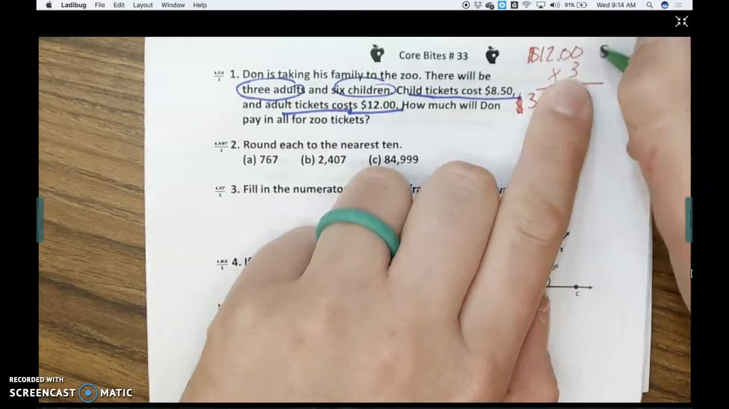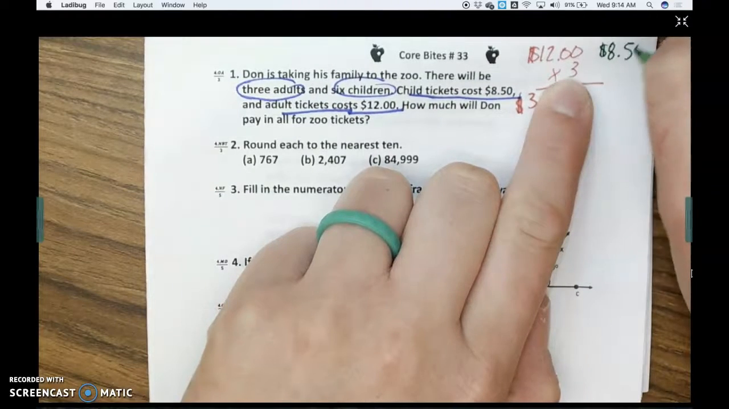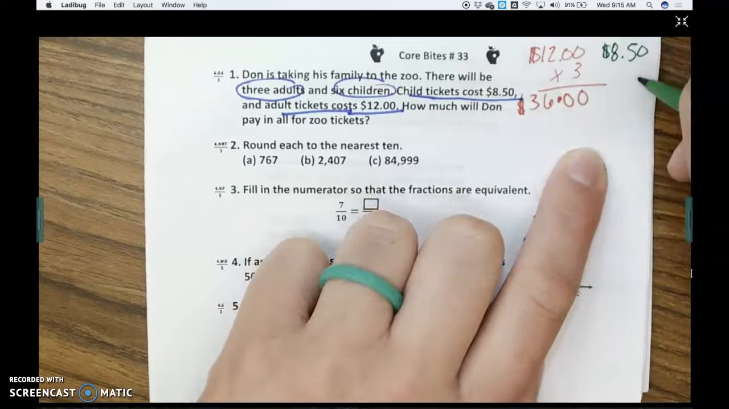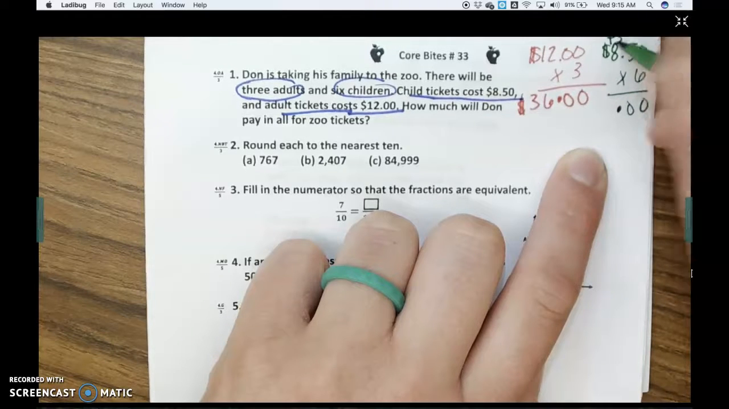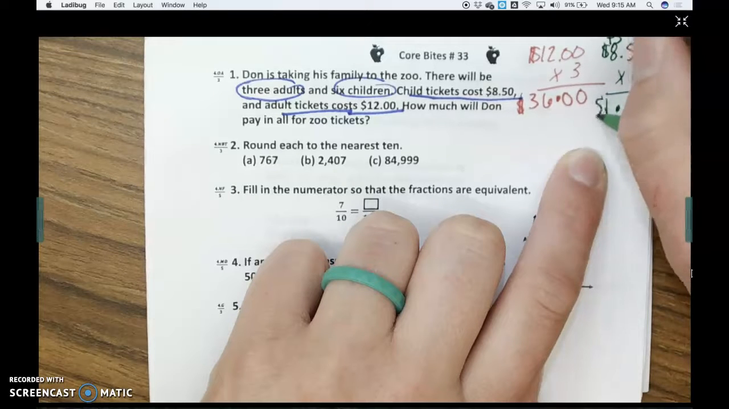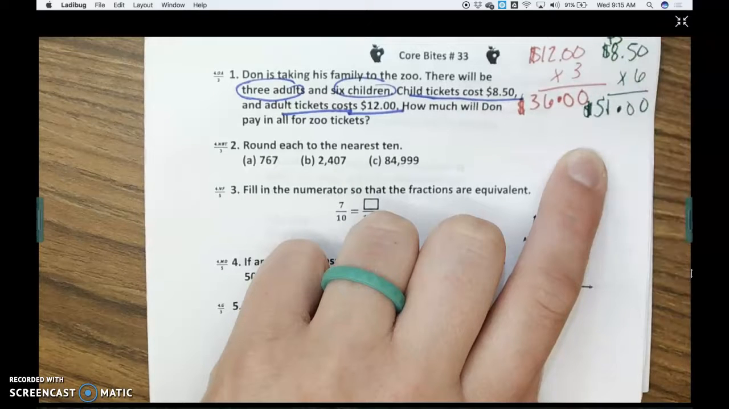So you're going to do $8.50 times 6. Just bring your decimal down. 6 times 0 is 0. 6 times 5 would be 30. So regroup. 6 times 8 is 48 plus 3 would give you 51. Okay? So you're going to have $36 and $51.